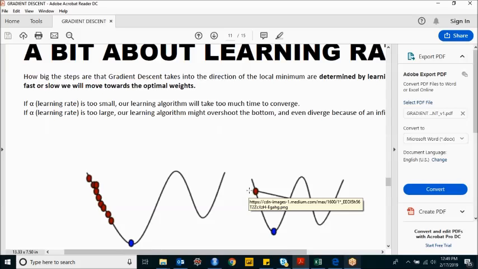So I can either take a very small step or a very large step. With a very small step, I will reach the bottom after many iterations. With a very large step, I will reach the bottom in few iterations. But if I take a very large step, I might slide down, I might not reach the bottom, I might get to the other end, right? So that is what a learning rate is.